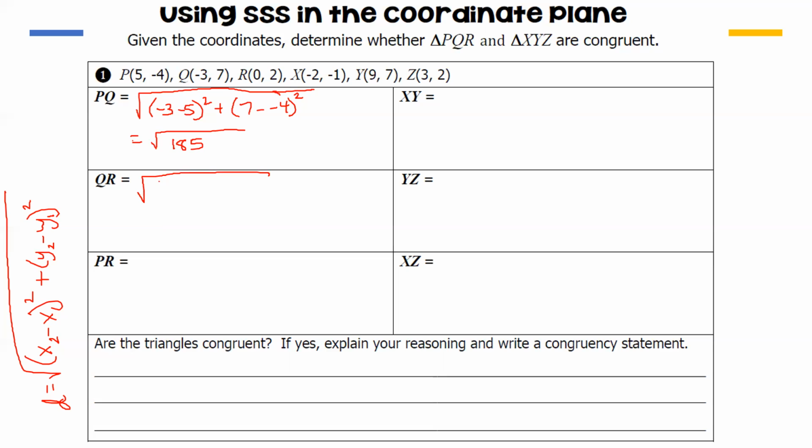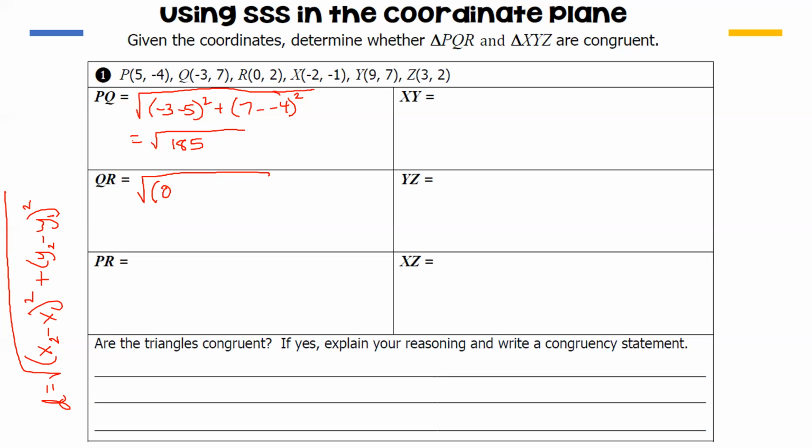And does it matter which order? Which one do you make x1, y1? And does it matter which one you make x2, y2? No, it doesn't matter. If you pick one point to be your x1, y1, and someone else picks the other point to be x1, y1, you're still going to get the same answer. So if you set it up differently than I do, but we get the same answer, that's okay.